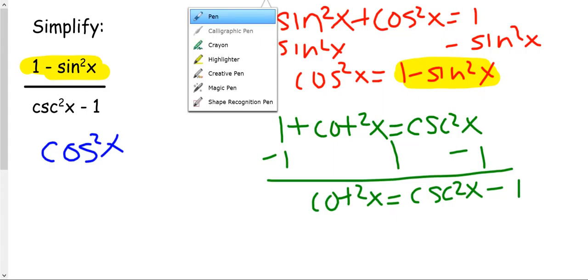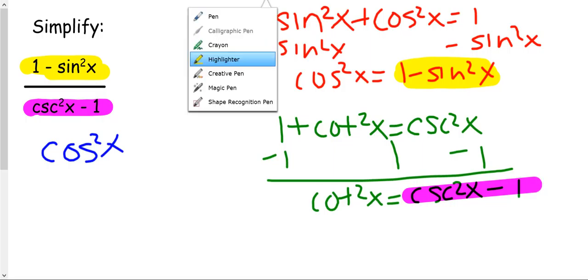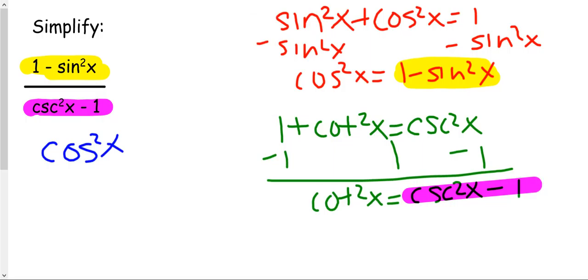And again, this is so important because I can see this direct substitution. Here I have the cosecant squared x minus 1, and because those are equal to each other, I can make that direct substitution and go ahead and write, instead of cosecant squared x minus 1, the cotangent squared x.